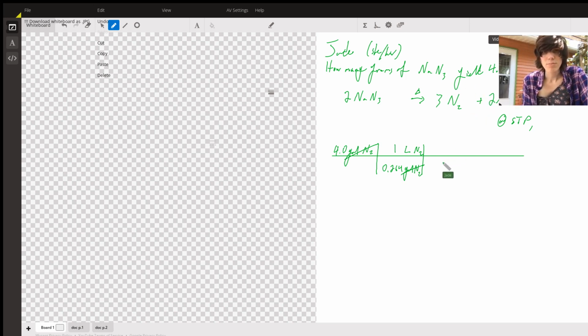But in this case, what we're going to do is say, okay, 1 mole of gas at STP is going to be 22.4 liters per mole, right? So at STP, we have 22.4 liters per mole. That's our key thing, right? So 22.4 liters of N2 per 1 mole of N2.